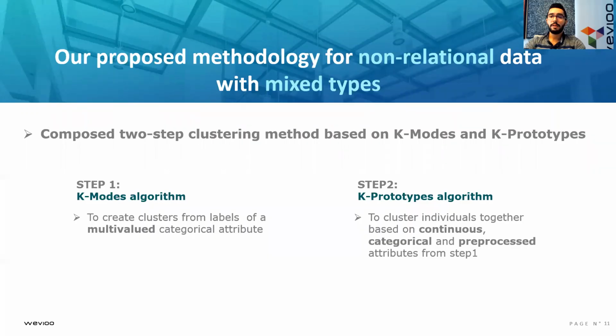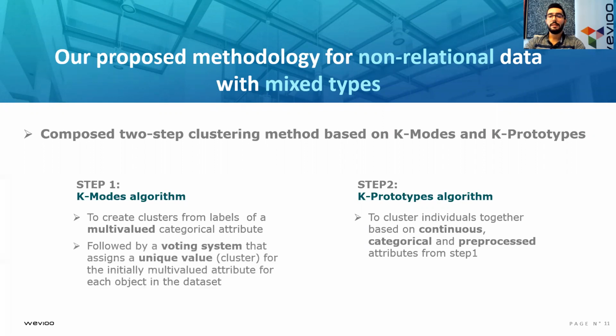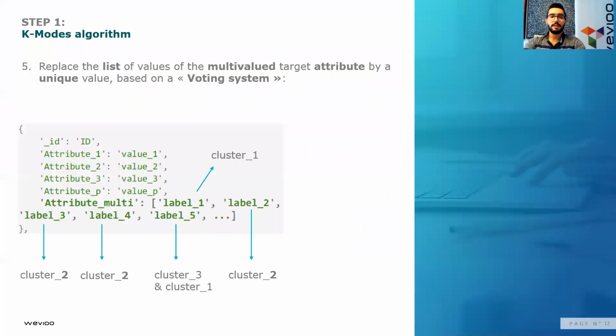Before moving on, I would like to remind you of the process of step 1, which is to create clusters from labels of a multi-valued categorical attribute. Then the sub-step 2, which is to implement a voting system that is able to assign a unique value instead of a list of values for a certain multi-valued key. So how is this done? If we take this object as an example, which has the following multi-valued key with label 1, label 2, label 3, 4, and 5.